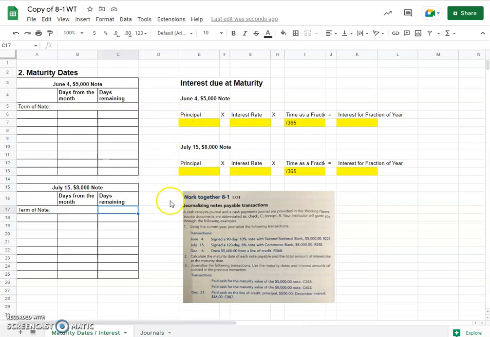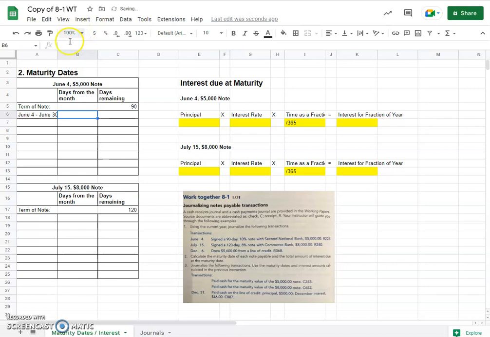Now for part two, we're over on the maturity dates and interest tab, and we will calculate the maturity date of each note payable and the total amount of interest due at the maturity date. Okay, so the number of days on this June the 4th $5,000 note was 90, so we'll put 90 days remaining up here. And then the second one was 120 days. Okay. So what we know is that from June the 4th to June the 30th will tell us the number of days in June that we have.